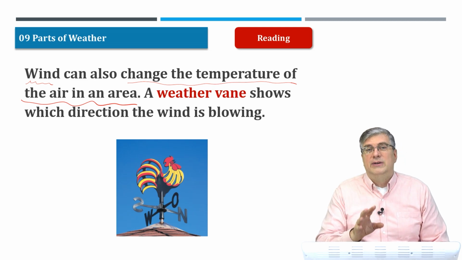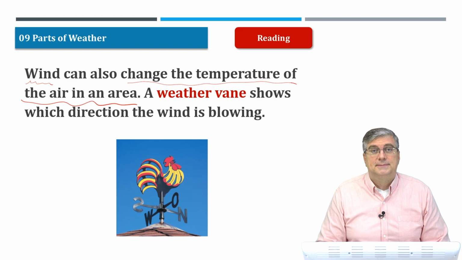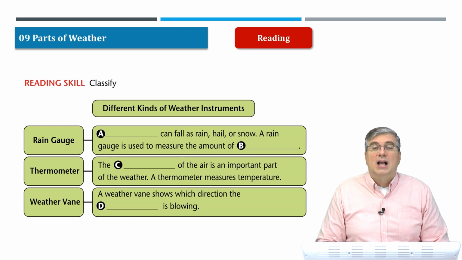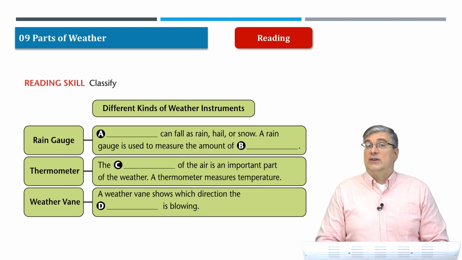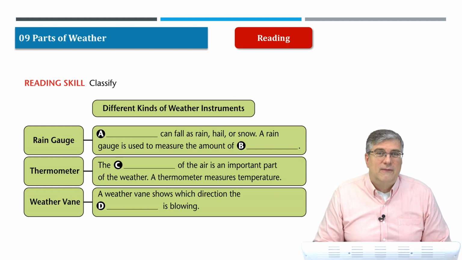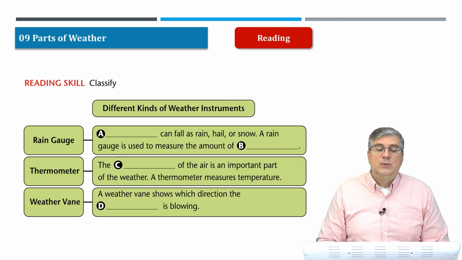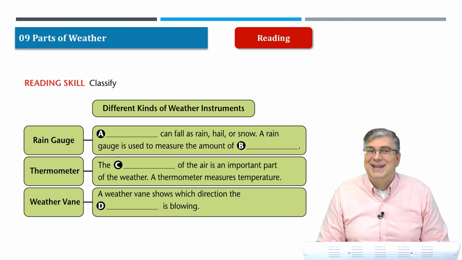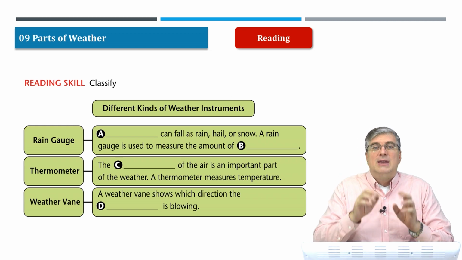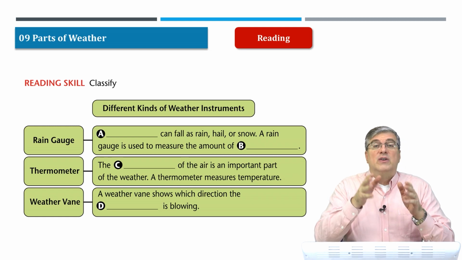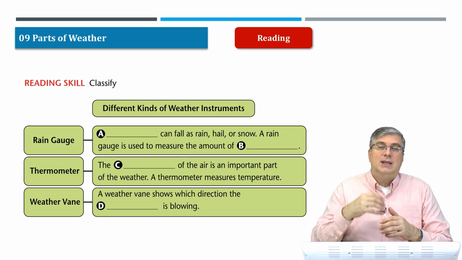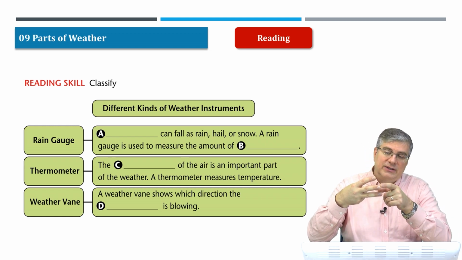Next, we're going to take a look at how this information is organized. Okay, we're looking at the organization of the reading passage, and as we can see, we have classify as our reading skill. Classify means to put things into different categories, and this is a very good reading passage for that type of organization because we can see there are different kinds of weather instruments, right? In the reading passage, they talked about different kinds of instruments that meteorologists use to measure different parts of the weather. So, what are the different instruments? There are three main instruments and we can classify them, right?